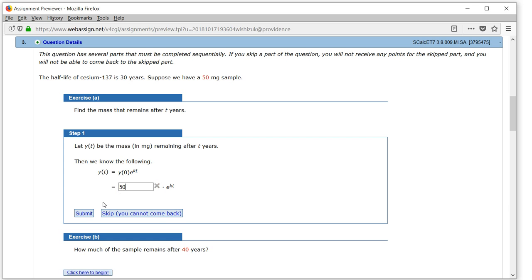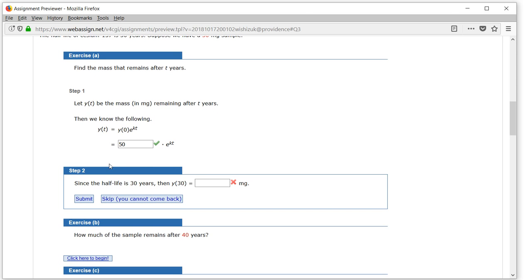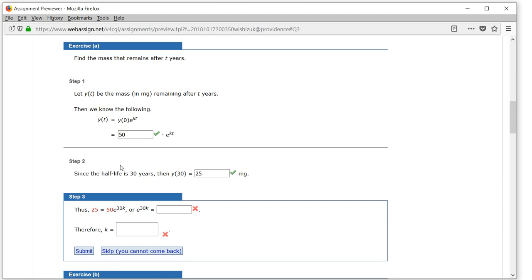Let's check the answer. I came back and it looks like we got step 1 correctly. Step 2: since the half-life is 30 years, y of 30 is going to be half of the original amount, so it's going to be 25, right? Let's check the answer. I came back and it looks like we got step 2 correctly here.